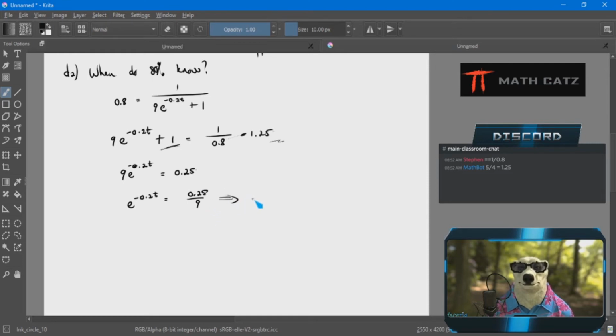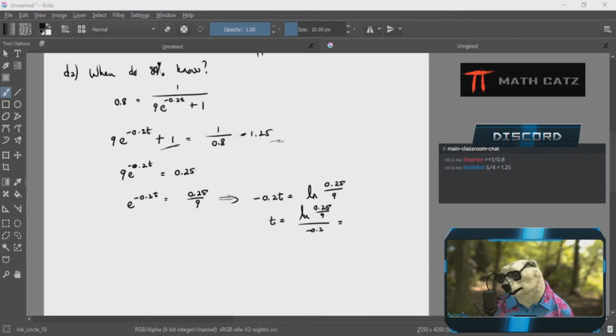I'm just going to put it over here. Negative 0.2t is the natural log. Oops, that looks like a u. That's an ln. 0.25 over 9. So t is natural log 0.25 over 9 over negative 0.2. Let's see what we get here.